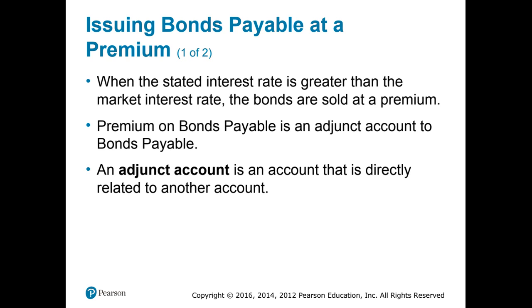So when the stated interest rate is greater than the market interest rate, the bonds are sold at a premium. A premium on bonds payable is an adjunct account to bonds payable. An adjunct account is an account that is directly related to another account.